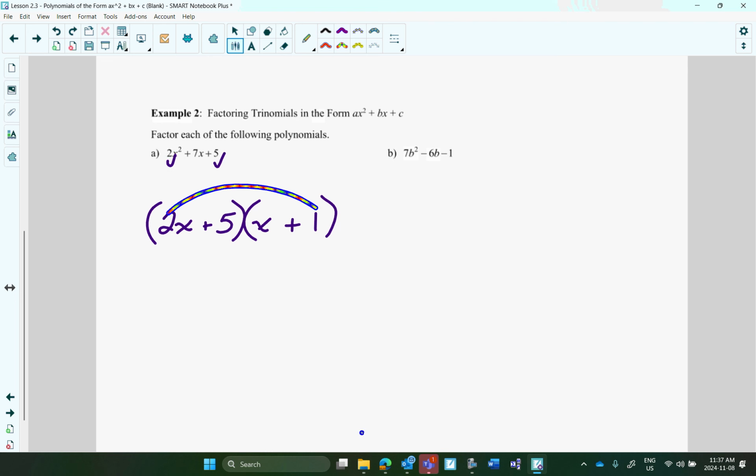2x times 1. Inside 5 times x. Together make. Works. Got it. We're pretty good at the guessing thing. Okay. Try the next one. Work with somebody if you need to.